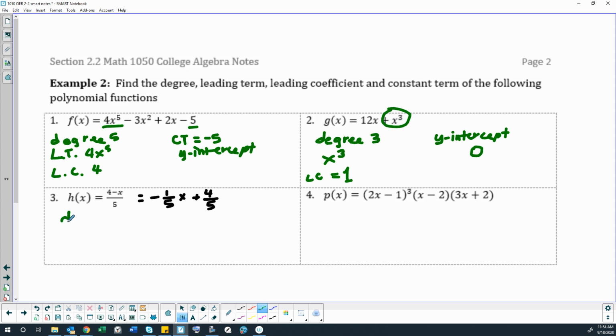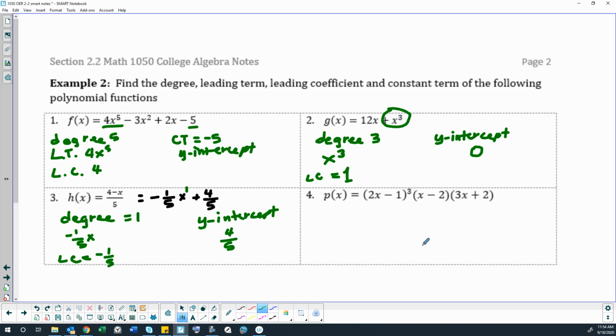So now we have our degree is the highest exponent. Well, there's no number on that exponent. When there's no number there, that's our invisible 1. So we have degree 1. Our leading term is negative 1/5 x, or just negative x over 5. Our leading coefficient is negative 1/5. And our y-intercept, or constant term, is 4/5.